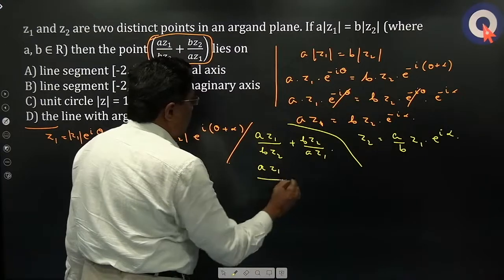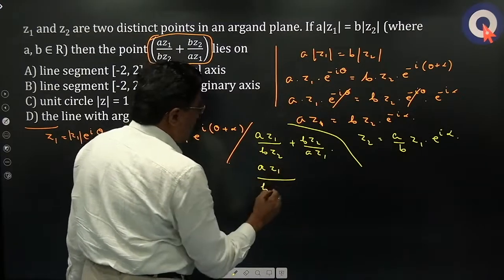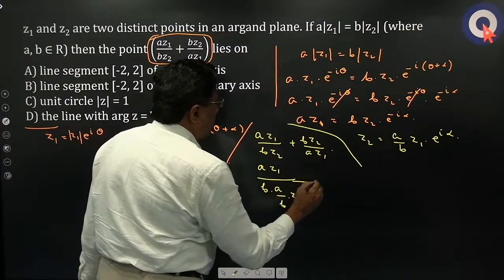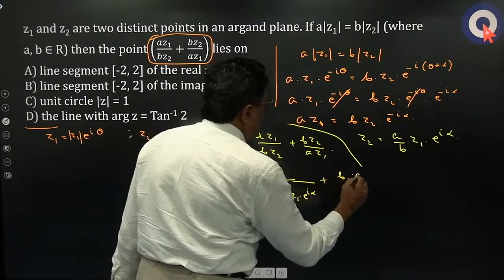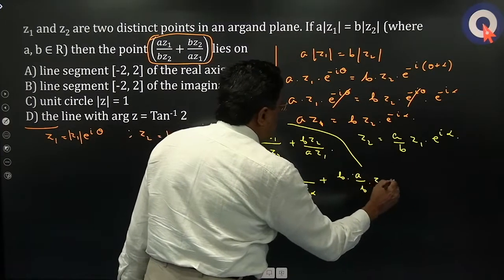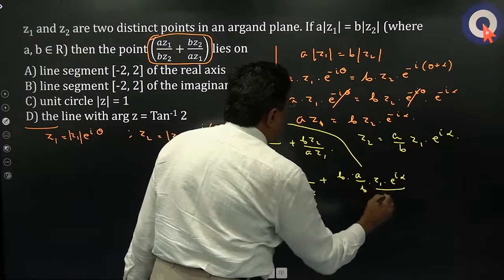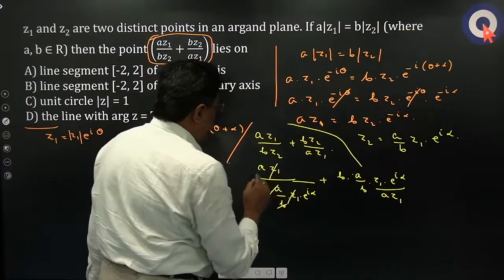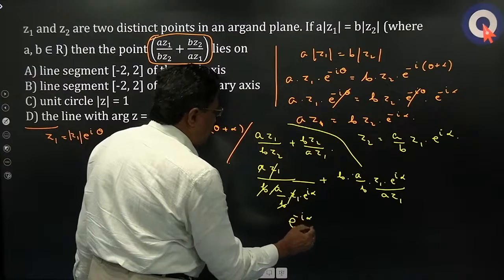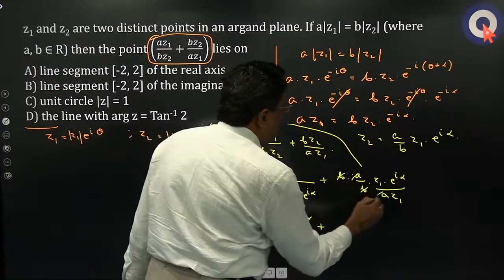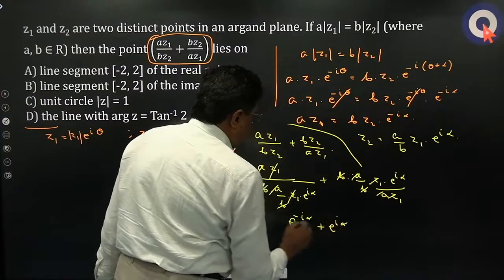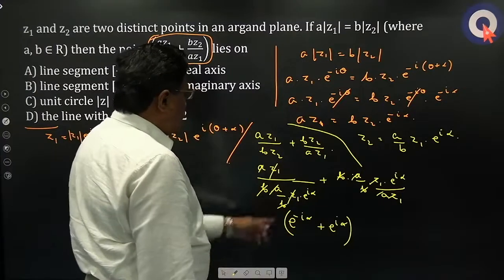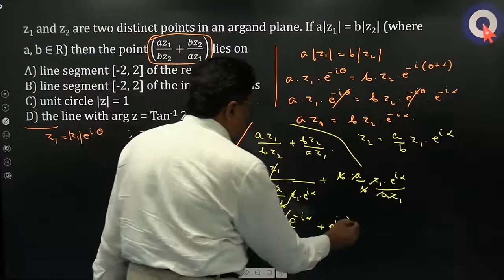A Z1 by B into Z2 is A by B Z1 e power I alpha plus B Z2 is A by B Z1 e power I alpha by A Z1. All right. So two things are getting cancelled. You get e to the power of minus I alpha plus here e power I alpha. If e power I alpha is cos alpha plus I sin alpha, here cos alpha minus I sin alpha. So what you get is 2 cos alpha.